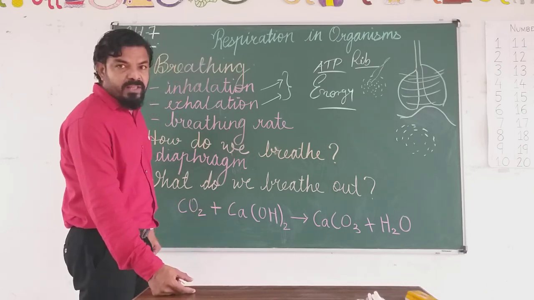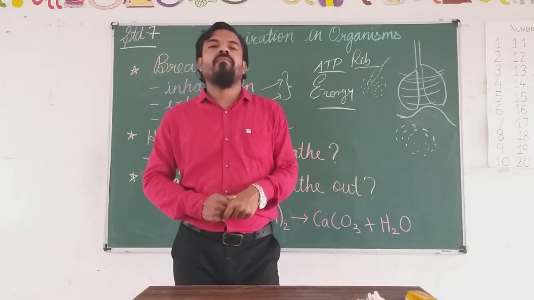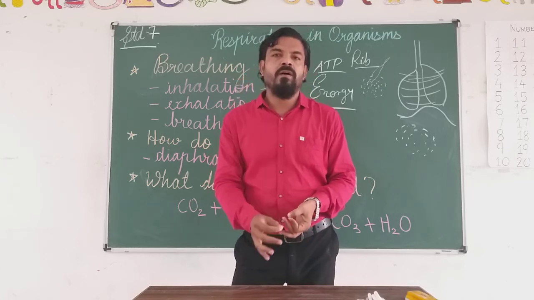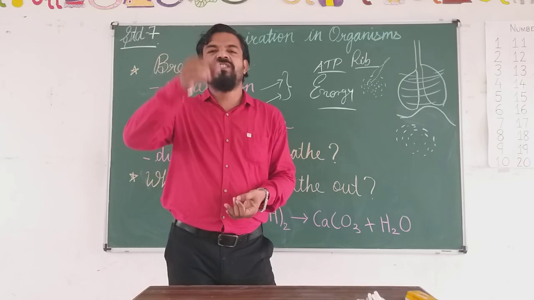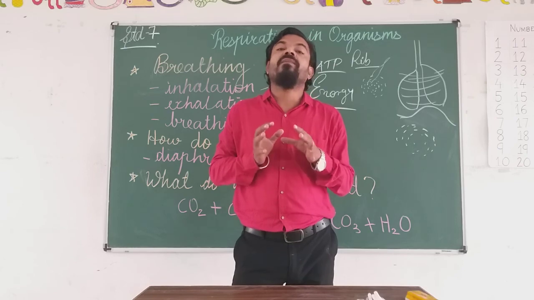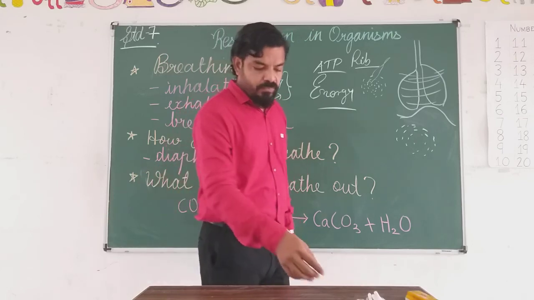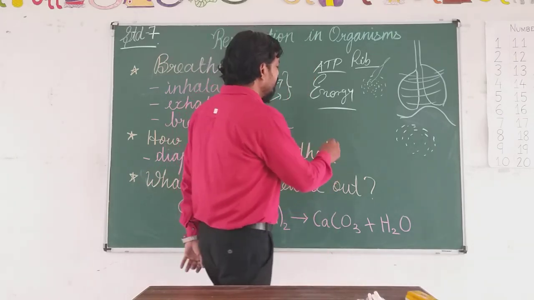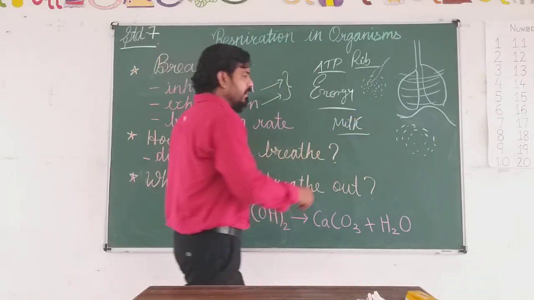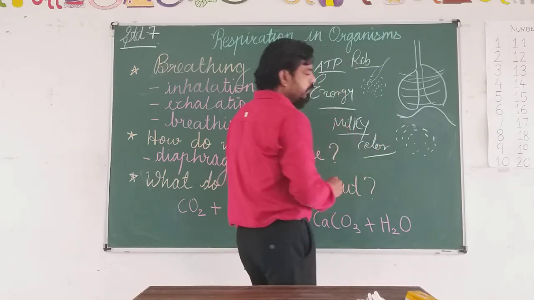And the last point we have is breathing out. In that you have an activity. See, you take lime water in a test tube, cover that test tube, and add one plastic straw which dips into the lower part of the test tube, and blow the air. You will see this lime water convert into a milky color. This is the milky color you will see.